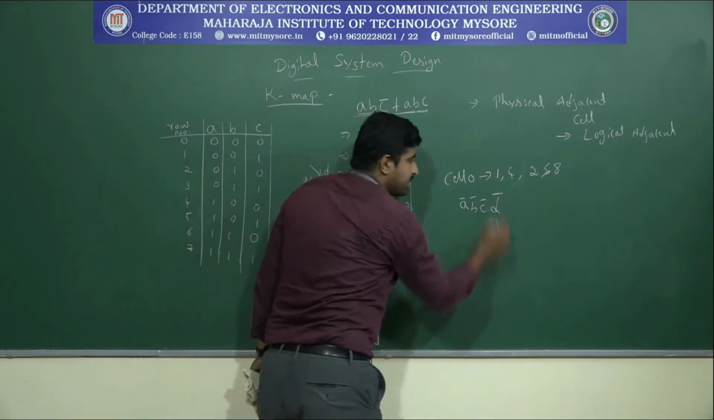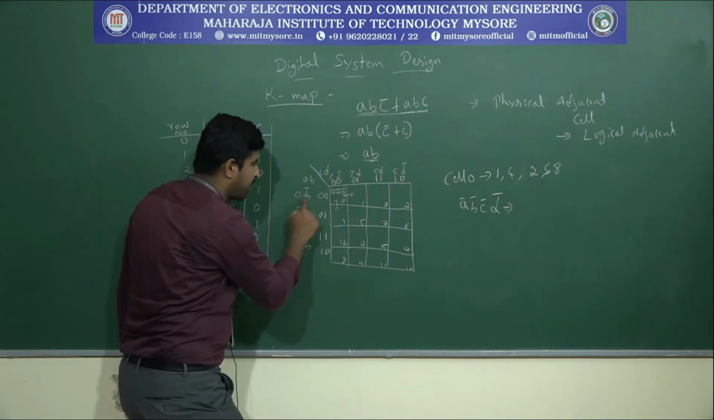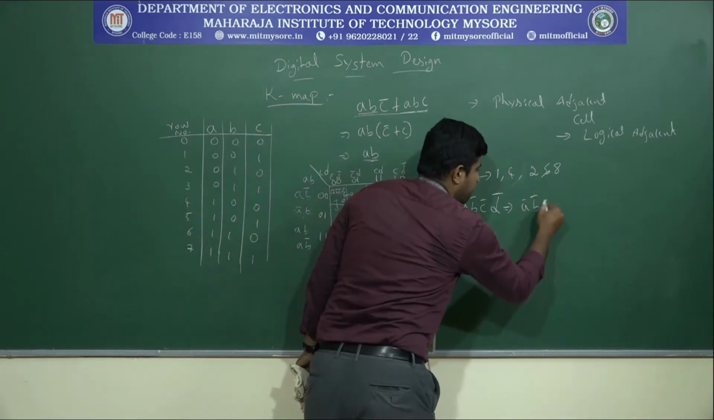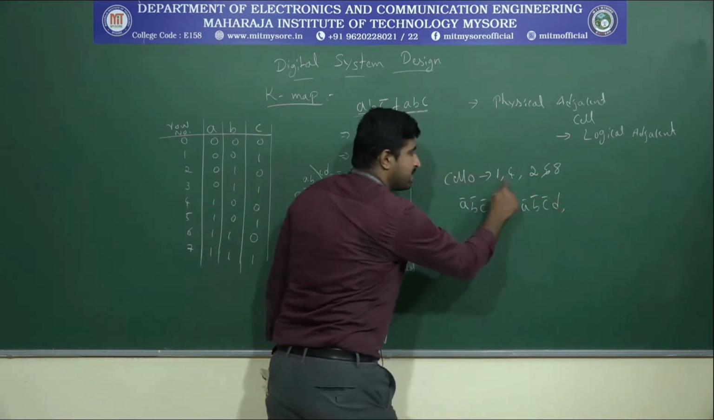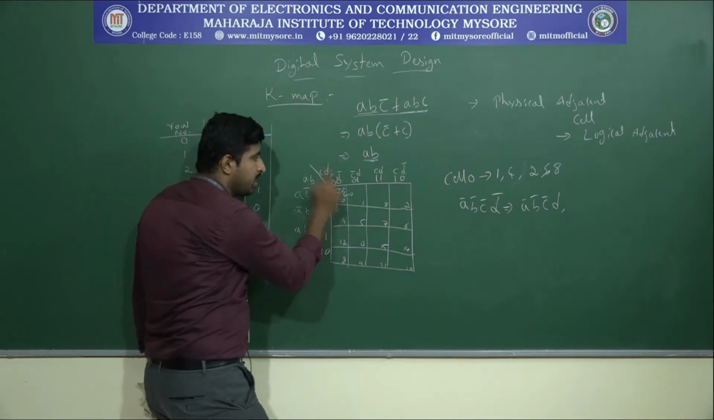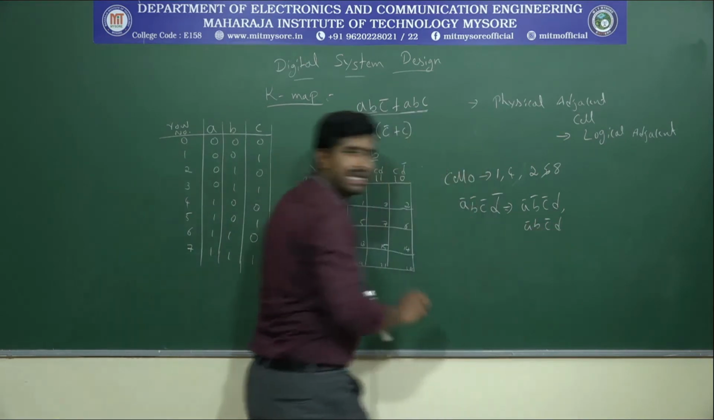Now let's see the cell number 1. So what is the term corresponding to cell number 1? A bar, B bar, C bar, D. What is the cell number 4? Cell number 4 corresponds to A bar, B, C bar, D bar.